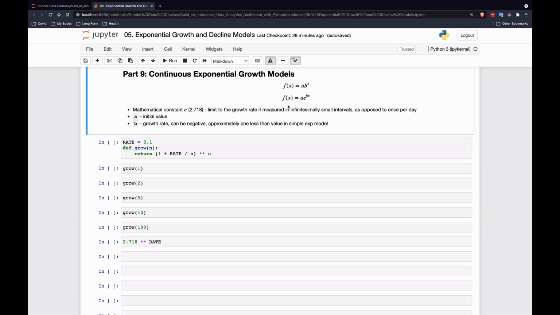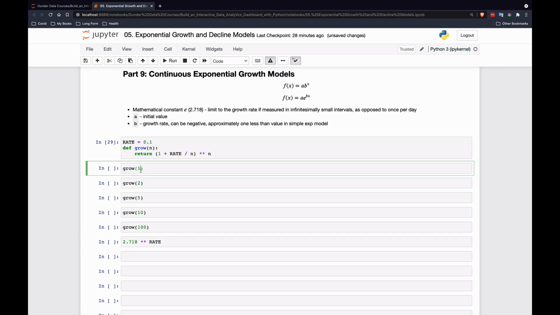So to sort of prove this to you mathematically, we can define a function here called grow, and we'll just keep the rate at 10%. And what we'll do is allow n to be the number of intervals. Instead of having just this 10%, we'll divide it by n. So if it's 24, we'll divide it by 24, but then we'll raise it to the 24th power, and we'll get a number that's slightly larger than our original rate.